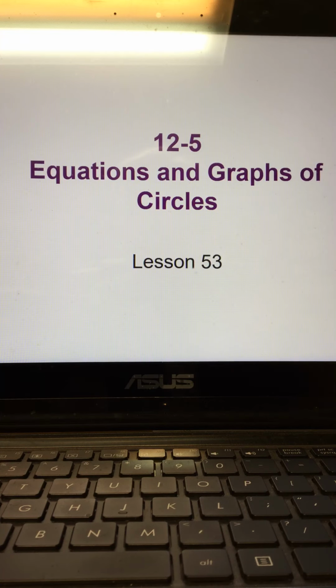All right, today we're going to start talking about circles, and we're going to spend the rest of these 9 weeks on circles. Today we're going to become familiar with what the equation of a circle looks like and how to graph a circle. This is in section 12.5 of your book, lesson 53.